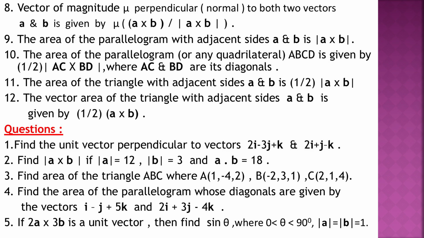Similarly, the vector area. If you are given only area, you have to find the magnitude of A cross B. Suppose you are given the vector area of a triangle whose adjacent sides are vectors A and B, it is given by half of A cross B. You do not have to find the magnitude of A cross B, only the vector area, that is half of A cross B. Then come to finding the unit vector perpendicular to the vectors. Suppose two vectors are given, you have to find A cross B by the magnitude of A cross B. Similarly you can find all these questions.